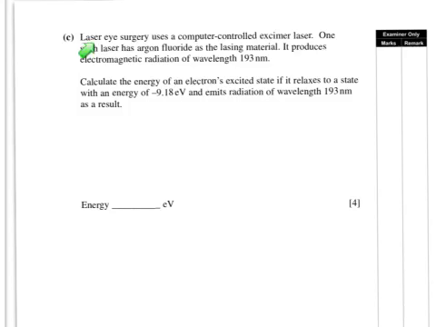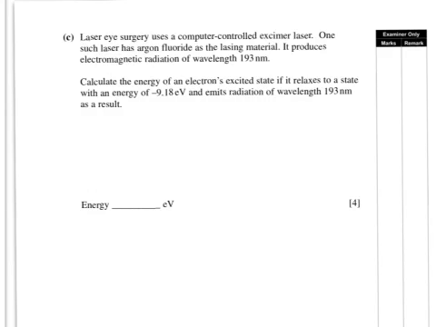It's part C. Laser eye surgery uses a computer-controlled excimer laser. One such laser has argon fluoride as the lasing material. It produces electromagnetic radiation of wavelength 193 nanometers. Calculate the energy of an electron's excited state if it relaxes to a state with an energy of minus 9.18 electrovolts and emits the radiation of wavelength 193 nanometers as a result.